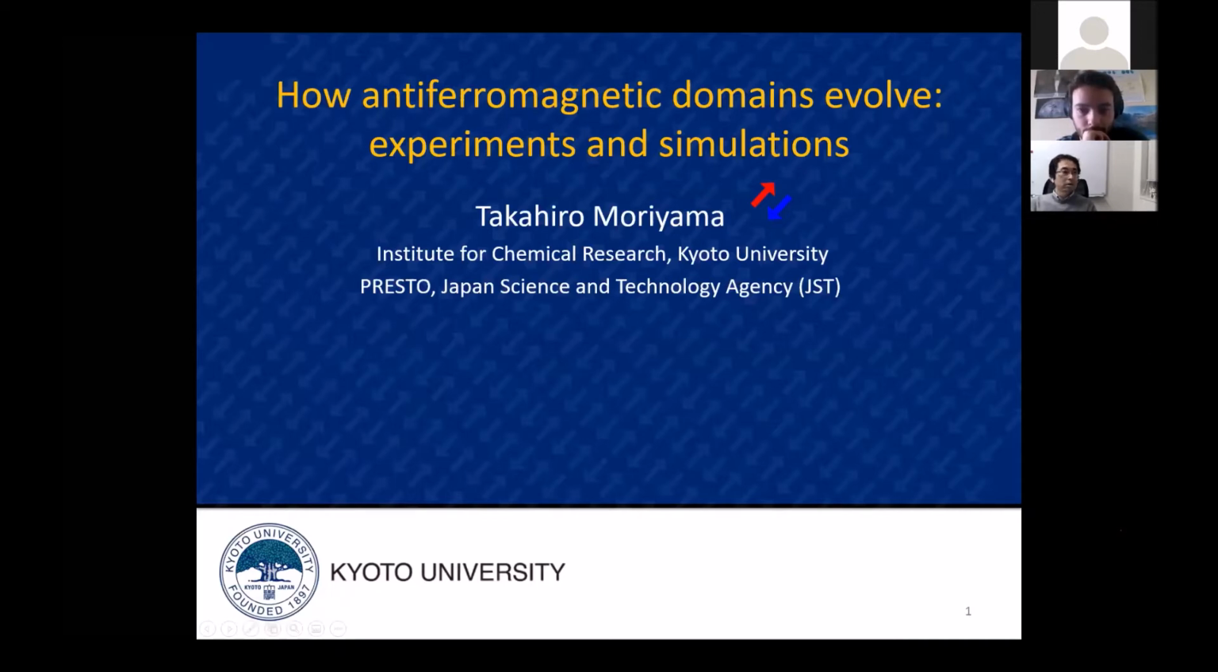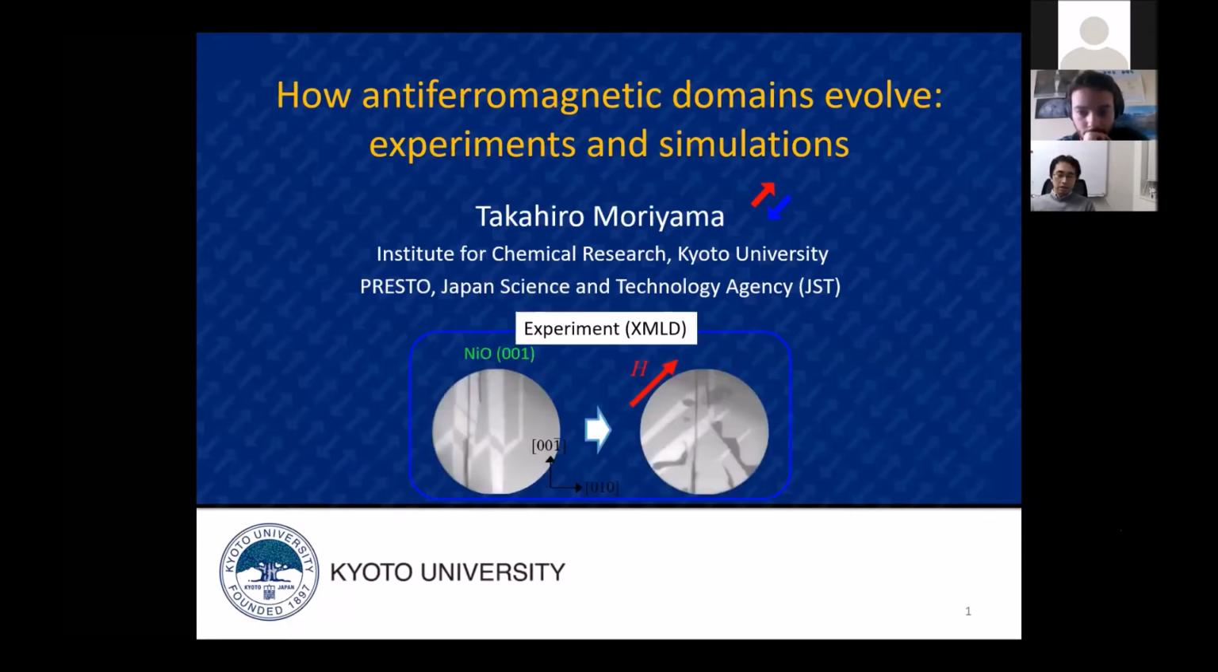Today, I'd like to talk about how antiferromagnetic domains evolve in terms of experiments and simulations. So we basically did an experiment on the nickel oxide domain by XMLD-PEEM and observed the domain evolution with a high magnetic field. We then tried to establish a novel simulation methodology to reproduce the domain evolution of this nickel oxide.